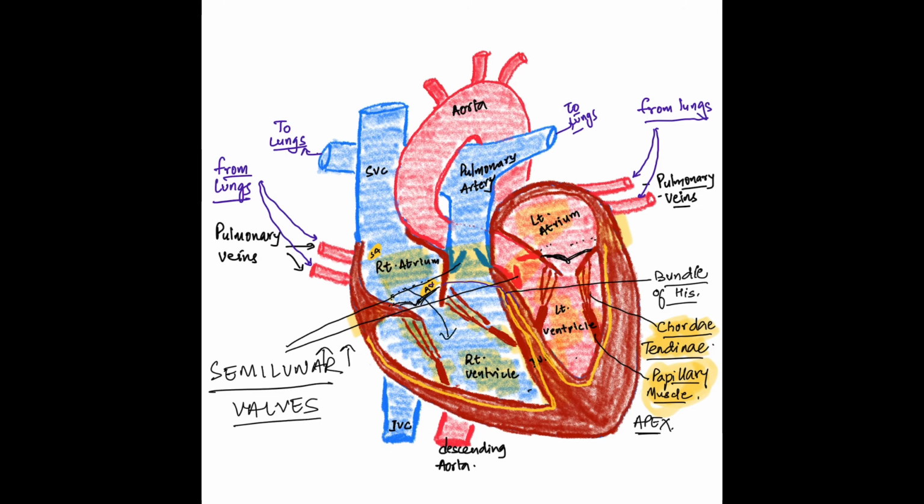The valves between the atria and ventricles, that is the tricuspid and the mitral valve, allow flow of blood from the atrium to the ventricle, and they prevent backflow of blood into the atrium. And similarly, the semilunar valves present in the pulmonary artery and aorta allow blood flow from the ventricles into the pulmonary artery and aorta and prevent backflow of blood into the ventricles.